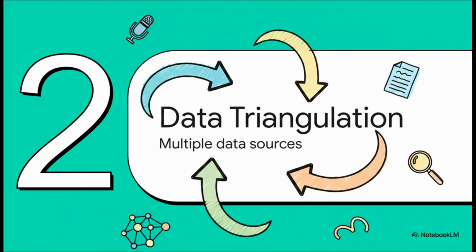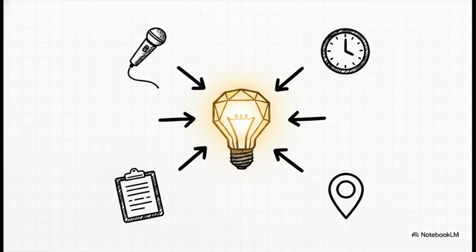Moving along to Section 2, Data Triangulation. Data triangulation is really all about playing detective. It means collecting information from multiple, completely independent sources to corroborate the exact same finding. It's the hard investigative work of checking what people say against what documents actually show.